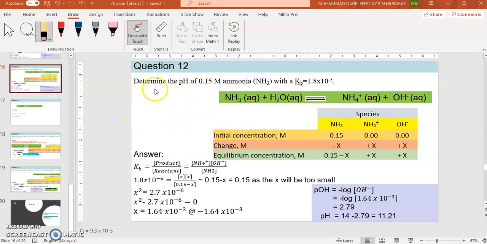Next, let's move to question 12. This question asks us to determine the pH of 0.15 molar ammonia, NH3, with the constant Kb equal to 1.8 times 10 to the power of negative 5.